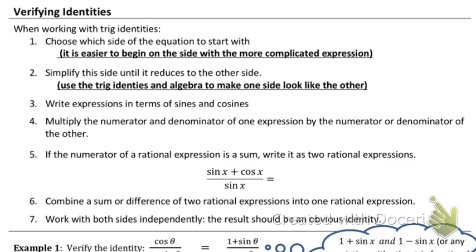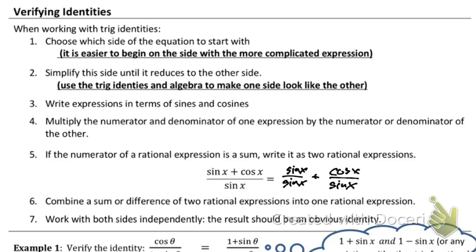If the numerator of the rational expression is a sum, you can write it as two rational expressions. So if you have this, nope, I don't have the addition in the denominator. We can rewrite sine of x plus cosine x, all over sine of x, as sine of x over sine of x plus cosine of x over sine of x. So there are times where we split apart fractions. There are times where we push fractions together, and there are times where we split them apart. You just don't know until you try doing these problems.